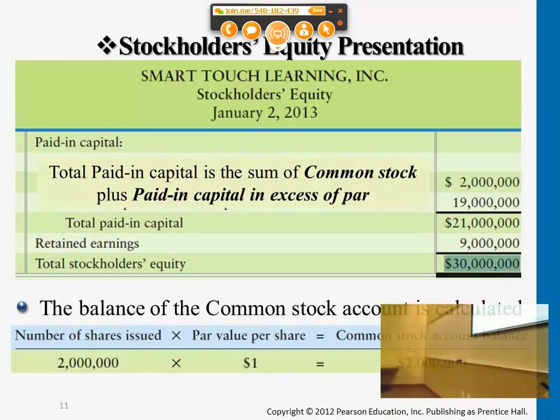Okay, so total paid-in capital is the sum of common stock and paid-in capital in excess of par. That's the $21 million part. And the balance, how we get to this $2 million, is just the number of shares times face value. So always keep in mind, common stock always holds just the face value times the number of shares.